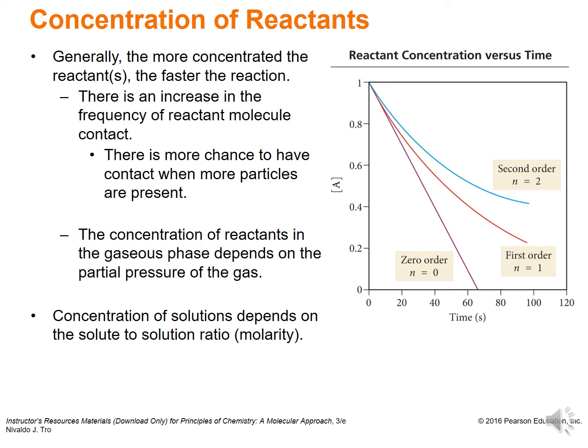The concentration of reactants in the gas phase depends on the partial pressure of the gas, if you remember that from Chem 1. So if we have a higher partial pressure of a particular gas, then we'd expect that reaction to go faster than if we had a lower concentration or lower partial pressure of that gas. For solutions, the concentration depends on the solute to solution ratio, so the molarity, right? And we can deal with molarity of gases too. We are just reminded here that we could also deal in partial pressures for gases, whereas we're restricted to molarity for solutions, liquid phase solutions, I should say.